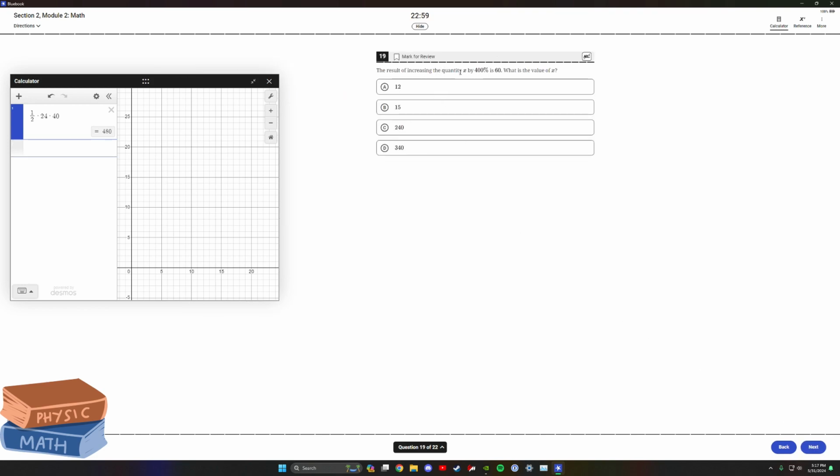The result of increasing the quantity x by 400% is 60, so x times 5 equals 60. So x is 12, right? 60 divided by 5, right? Why is it divided by 5? Because we increased it by 400%, but we still had x, so it's x plus 4.0x, so it's 5 x's.